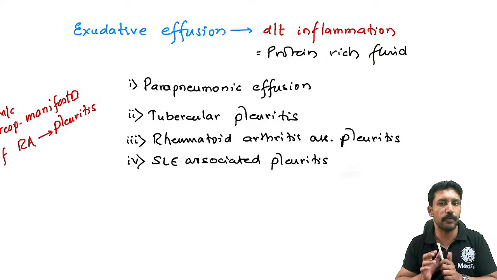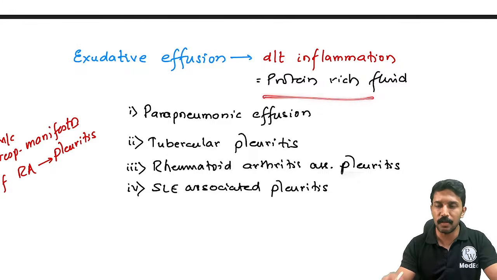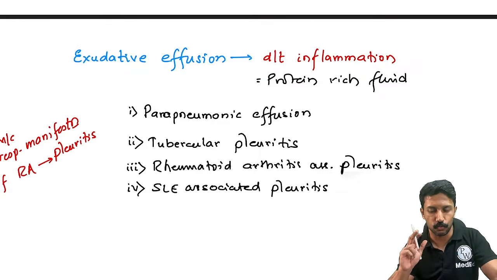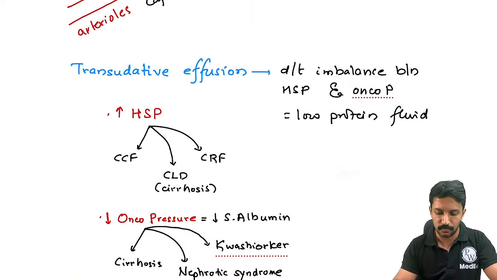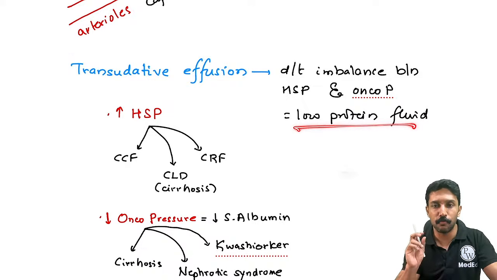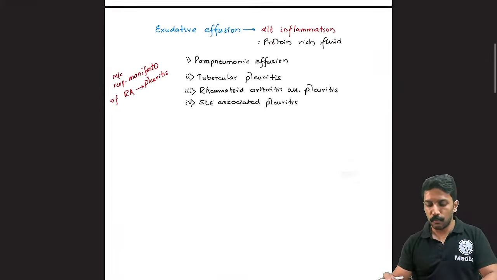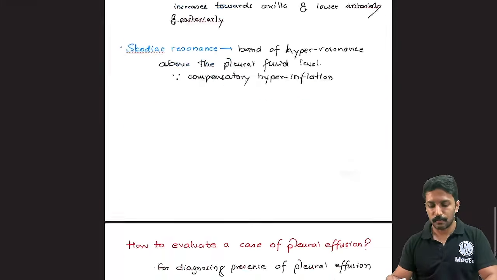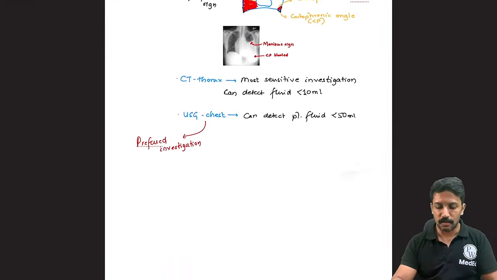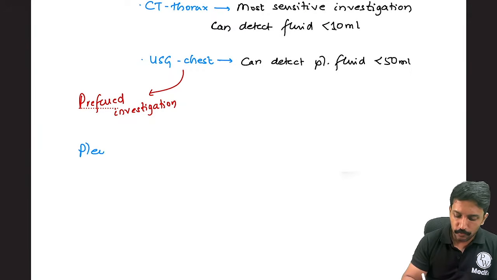Yes. Before we go there, let me tell you, what is exudative effusion? Because of inflammation, protein-rich fluid goes into the tissues, or into the pleural space in this case. And what is transudative effusion? No inflammation is involved, so low-protein fluid is going into the pleural space. So I can do the pleural fluid analysis to detect whether it is exudative or transudative.